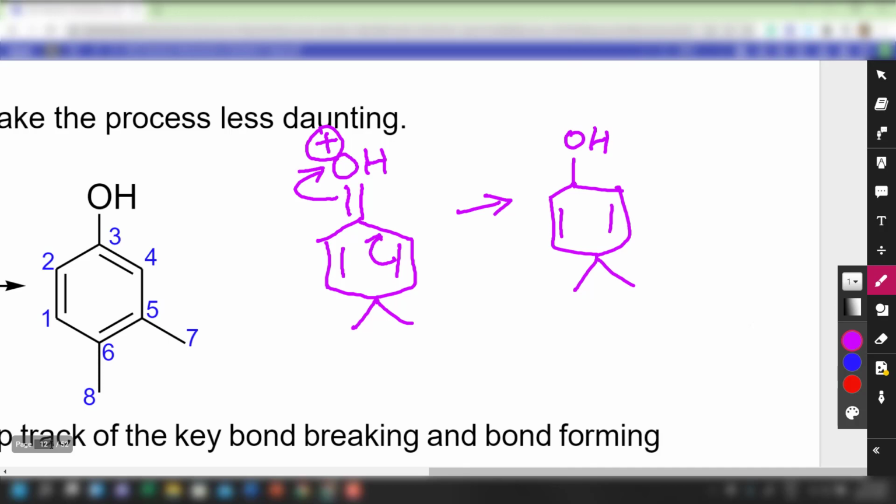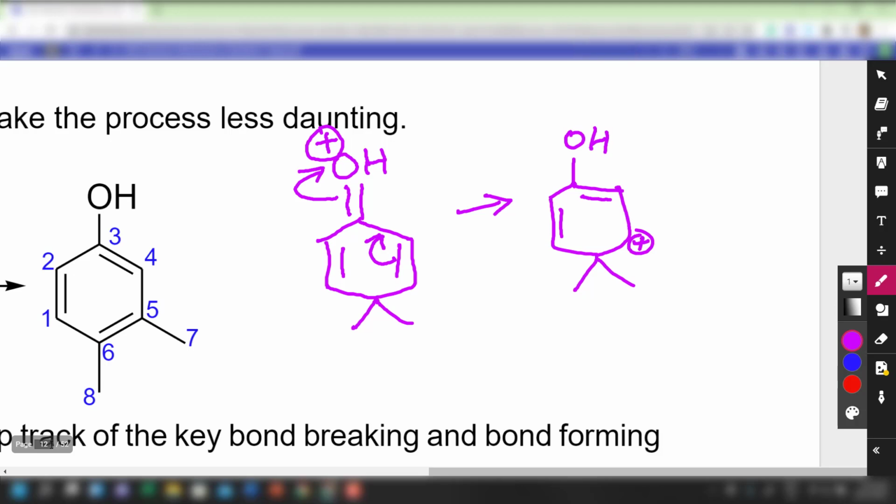Okay, because we want to form a carbocation at carbon number 5 in order to allow the methyl group bonded to carbon number 6 to be shifted to carbon number 5. So what you are probably getting will be something like this, and then with a carbocation here.